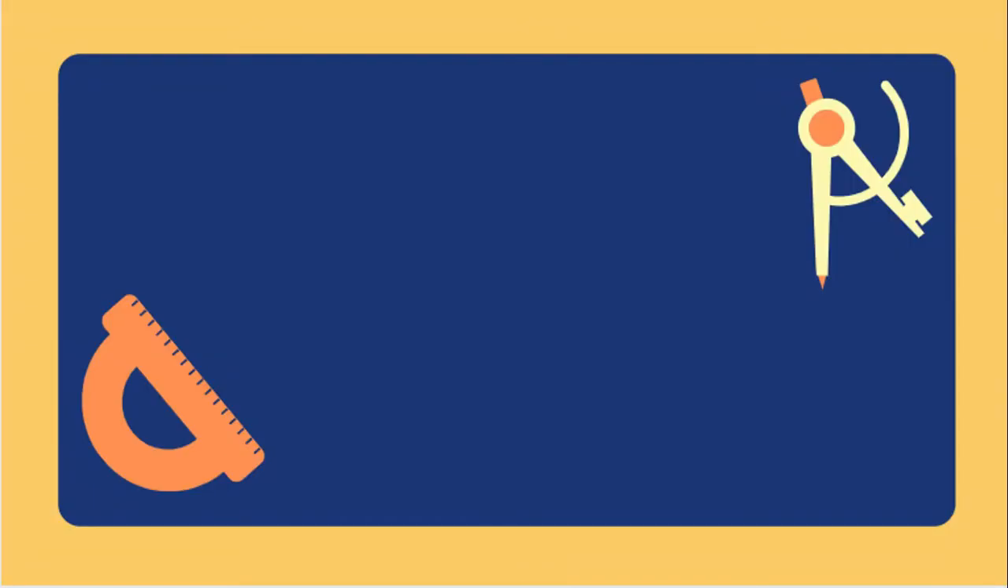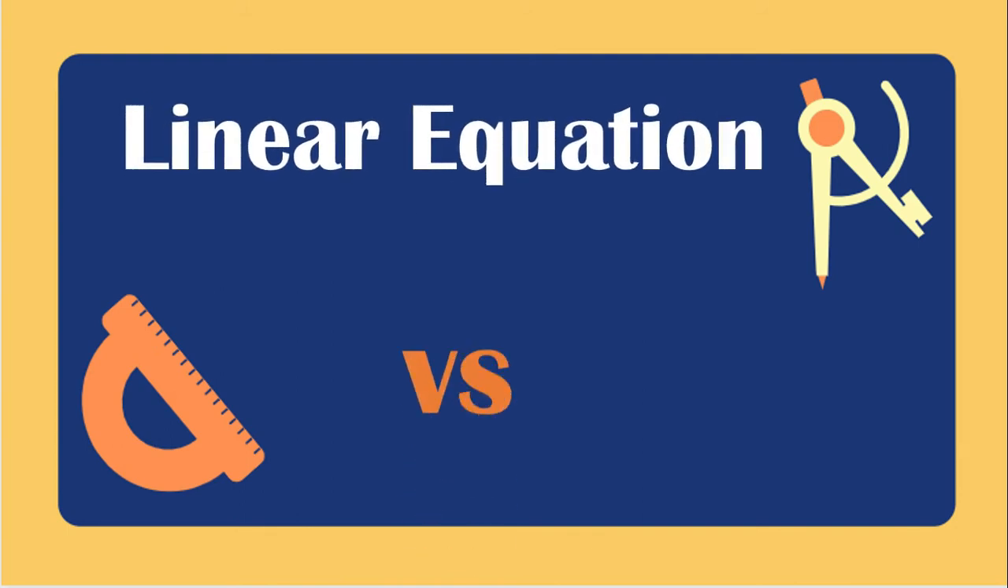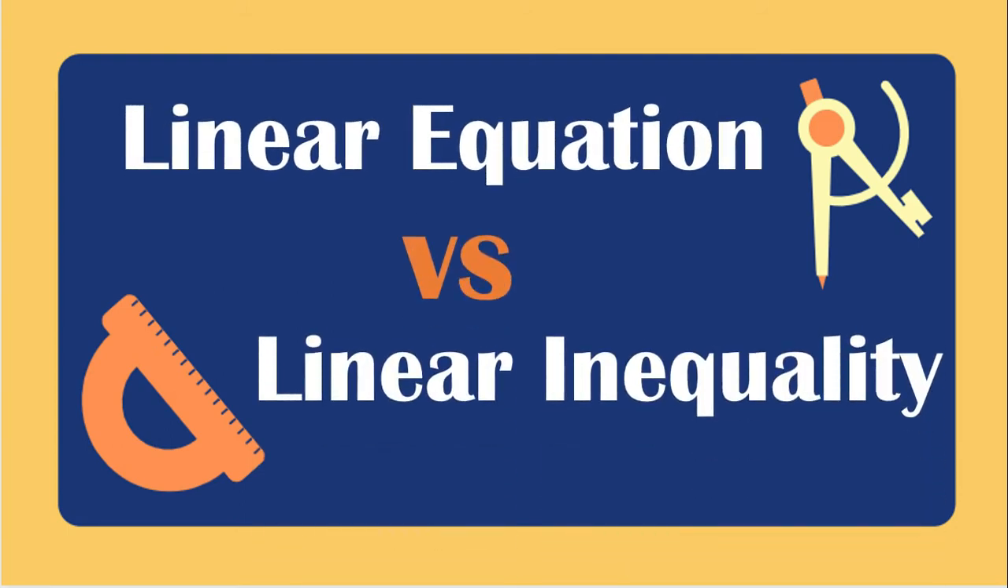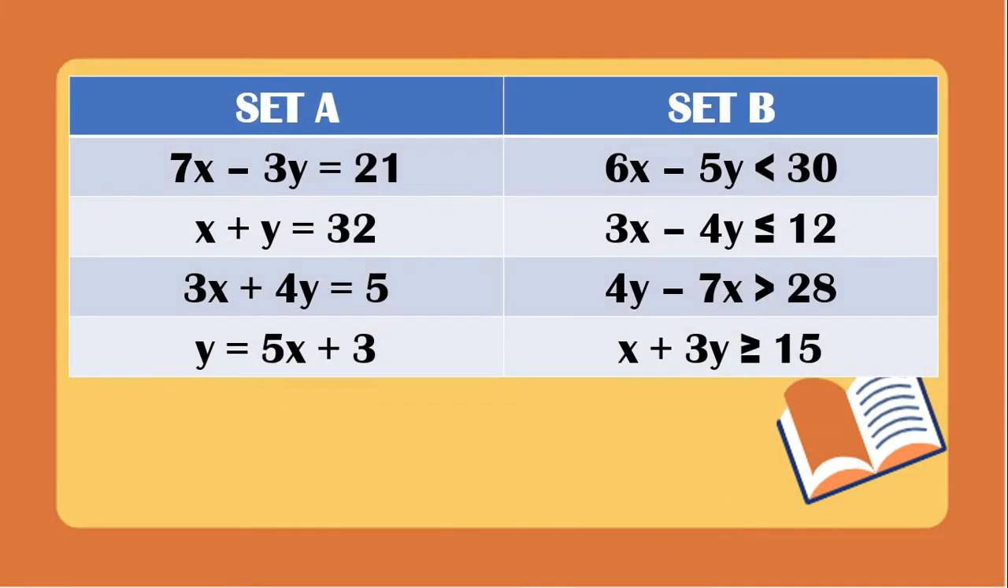In this video lesson, we will differentiate linear equation and linear inequality. So I want you to identify the difference between the given in set A and set B. So first, let's see, are they linear? When we say linear, they should have 1 as the highest exponent. So yes, they are both linear, set A and set B.